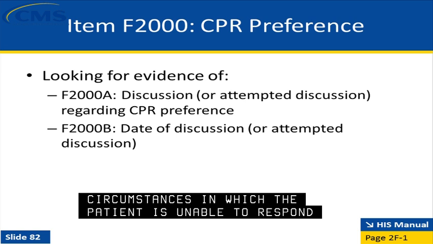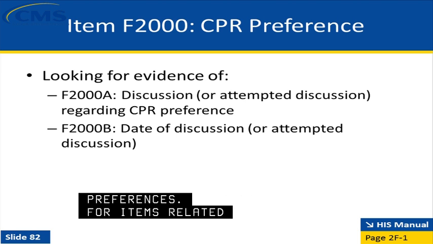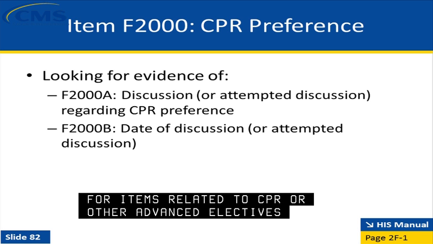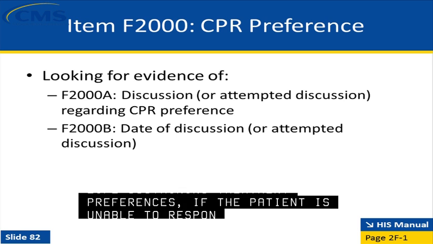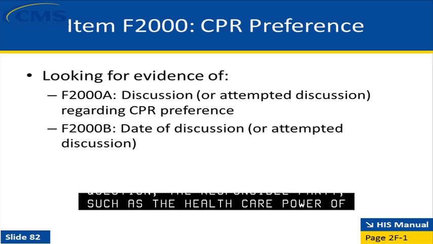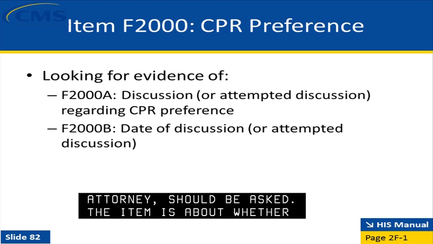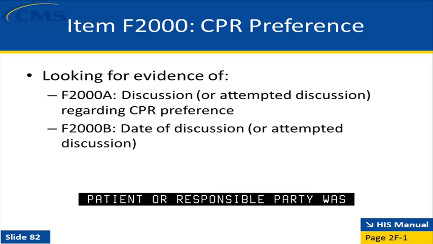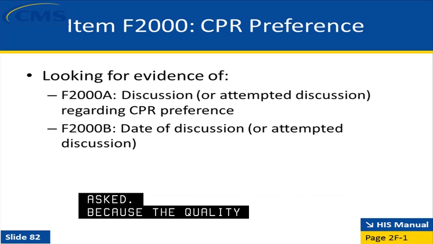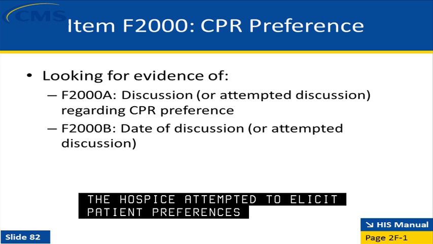For items related to CPR or other advanced directives and life-sustaining treatment preferences, if the patient is unable to respond to the questions, the responsible party, such as the healthcare power of attorney, should be asked. And the item is about whether the patient or responsible party was asked, because the quality measure is specified to determine whether the hospice attempted to elicit the patient's preferences and not what the patient's actual preference was.